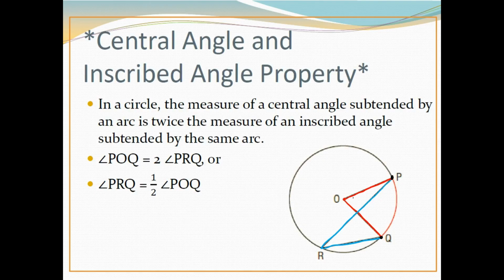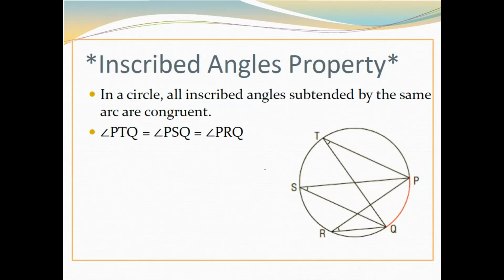So what that means is, let's say for example, this central angle here was 60 degrees. If that's true, according to this property, this inscribed angle that shares the same arc as the central angle will be exactly half of that. So then this would be 30 degrees. And vice versa. If this was 30 degrees, then the central angle has to be doubled, so it has to be 60 degrees.